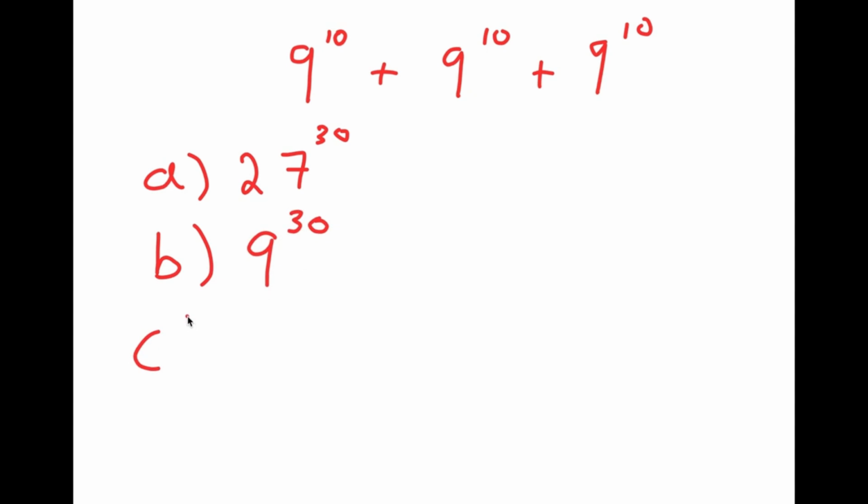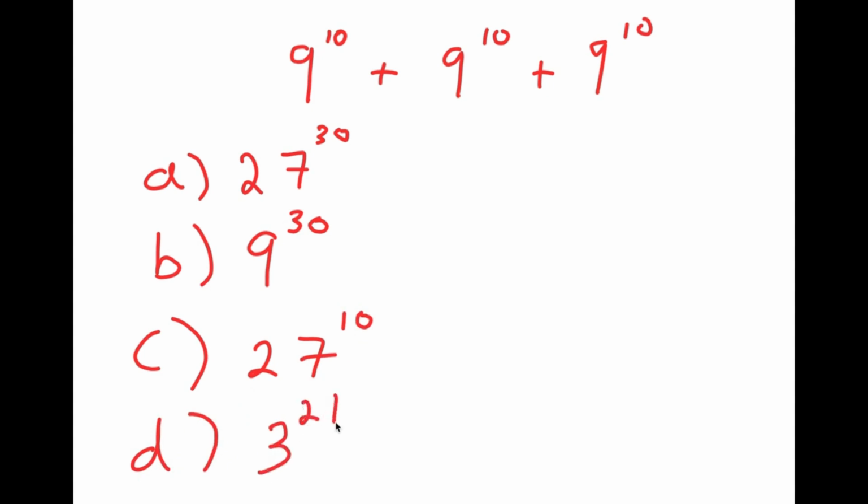For C, I have 27 to the power of 10. And for D, I have 3 to the power of 21. So to first start out, let's go through all these option choices and see if they're right or not. So we first have A, 27 to the power of 30, and how this likely resulted was from adding all the bases and adding all the exponents.